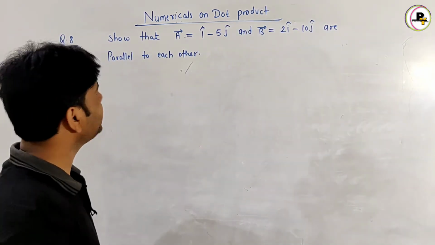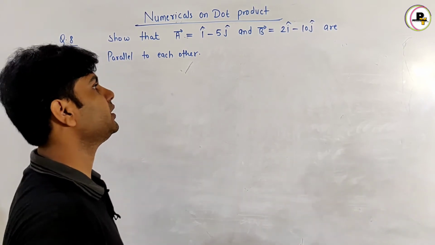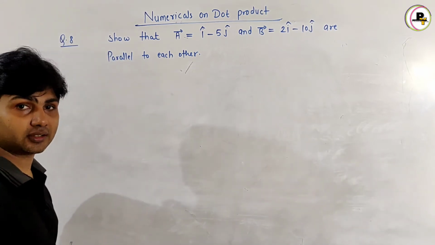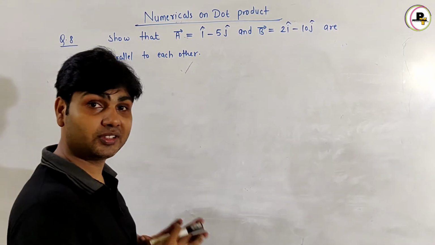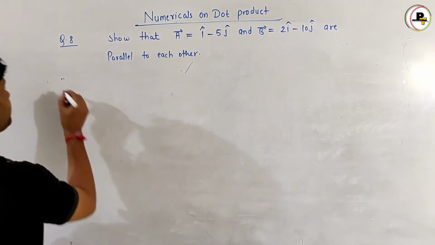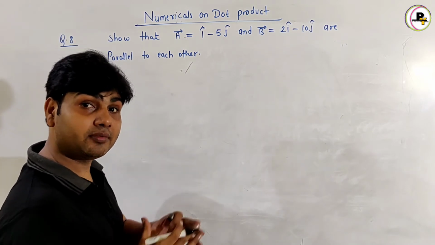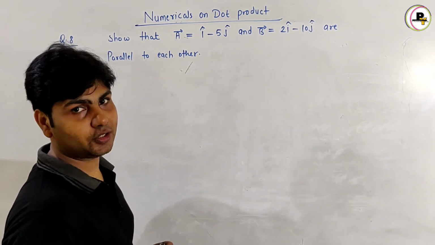Okay, so question number 8 is what? Show that vector a equals to i cap minus 5j cap and vector b equals to 2i cap minus 10j cap are parallel to each other. This question can be proved using two ways. Number one, I need to find out the cos theta. If theta will be 0, then these two vectors will be parallel to each other.